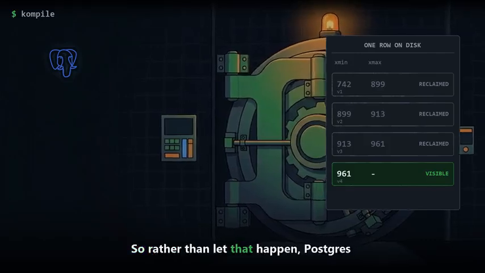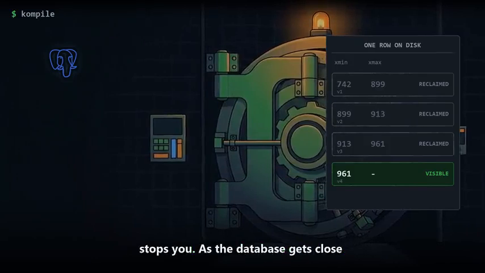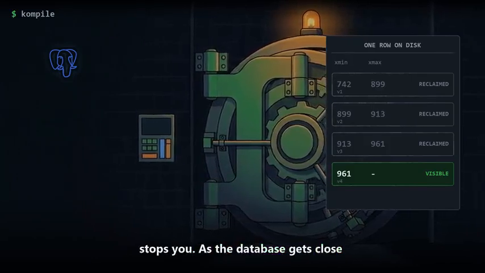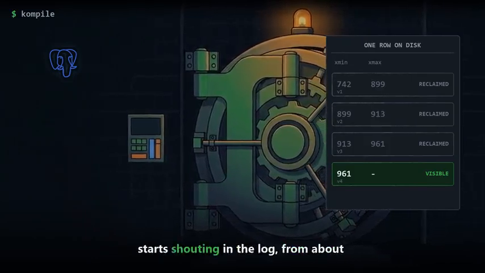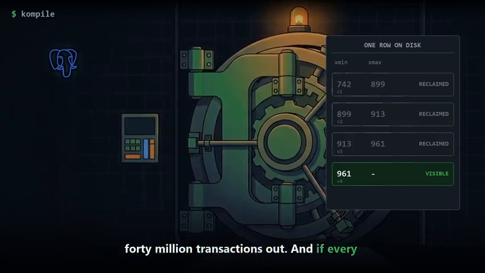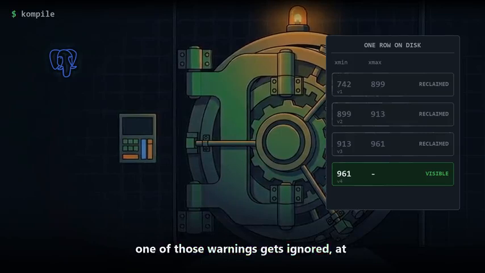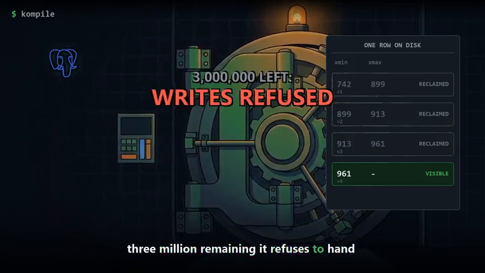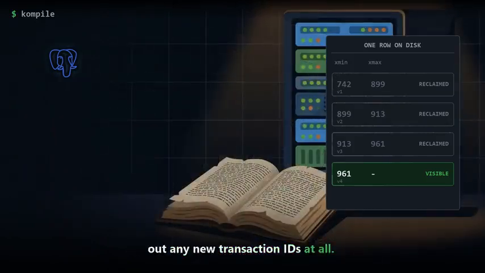So rather than let that happen, Postgres stops you. As the database gets close to running out of transaction IDs, it starts shouting in the log, from about 40 million transactions out. And if every one of those warnings gets ignored, at 3 million remaining it refuses to hand out any new transaction IDs at all.